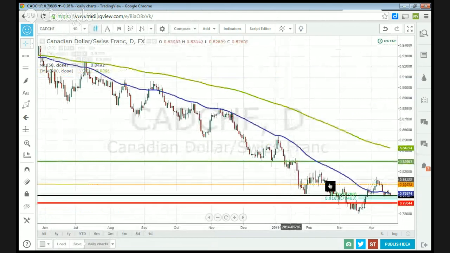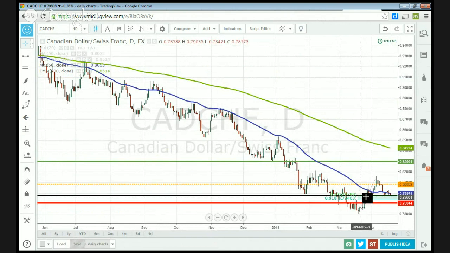Canada Swiss, this one just got filled, and the filling of this order is what inspired me to deviate from my system a little bit and move my pound Kiwi position to break even slightly ahead of schedule. Canada Swiss, I entered at this black line. My stop is here. My target profit is here.